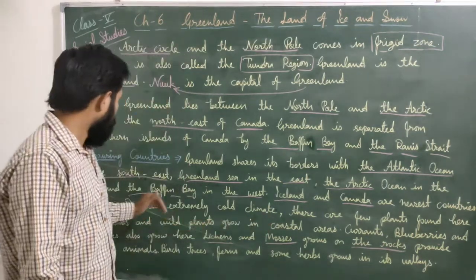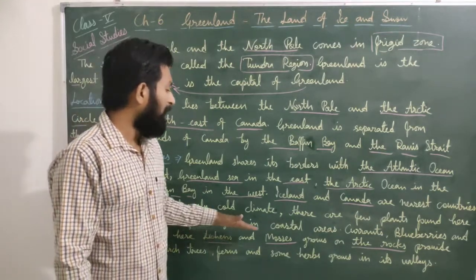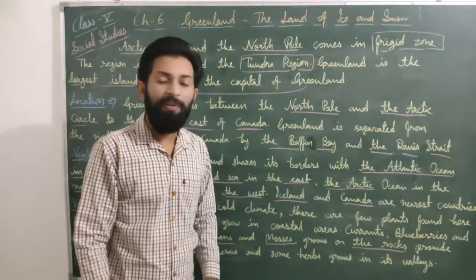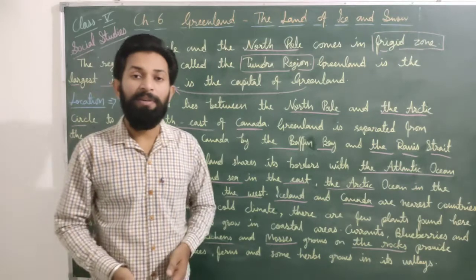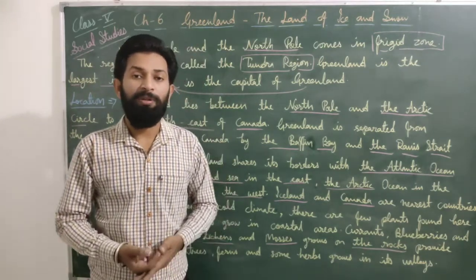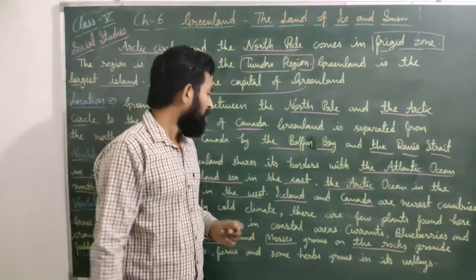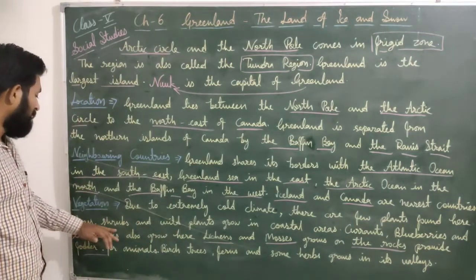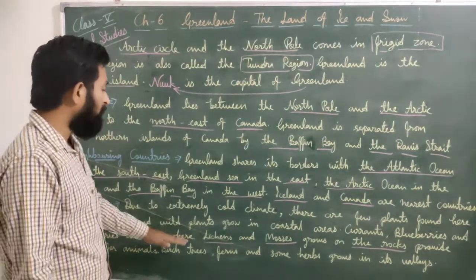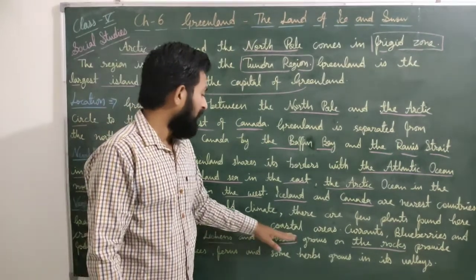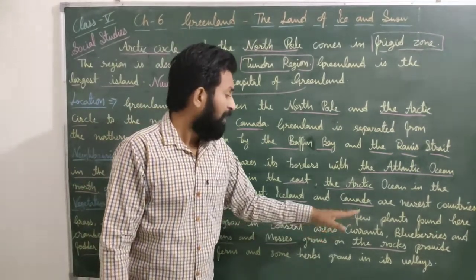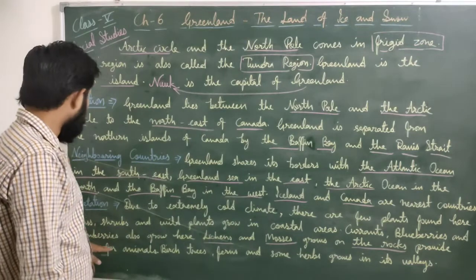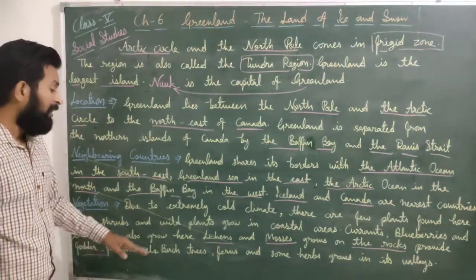So we can say that due to extremely cold climate, there are few plants found here. Only a few types of plants and vegetation are available here, because it is not a good condition for other species of plants. Grass, shrubs and wild plants grow in the coastal areas. Currants, blueberries and cranberries also grow here.